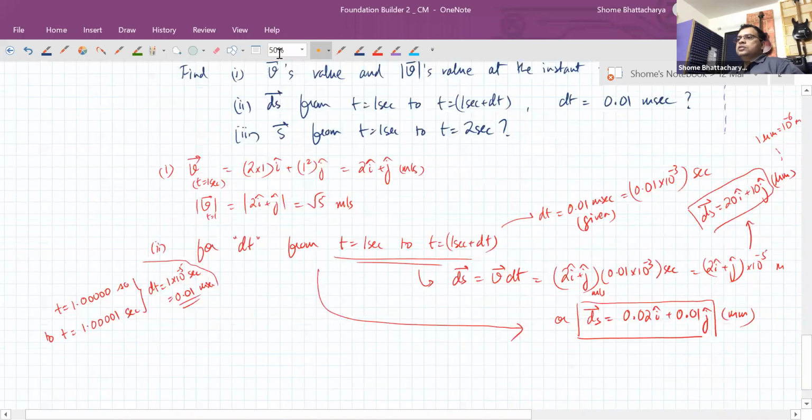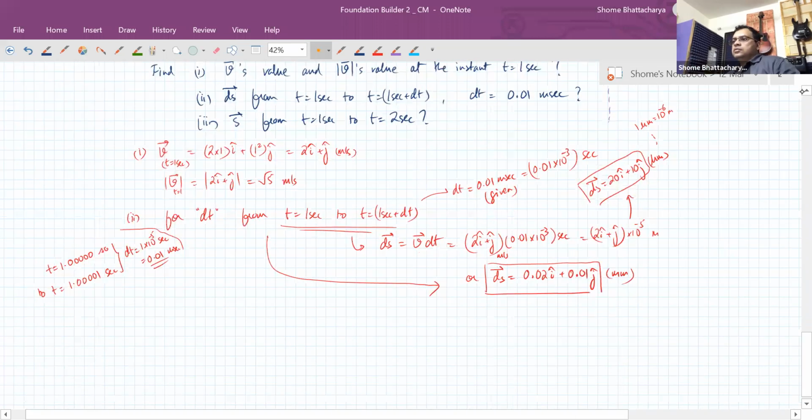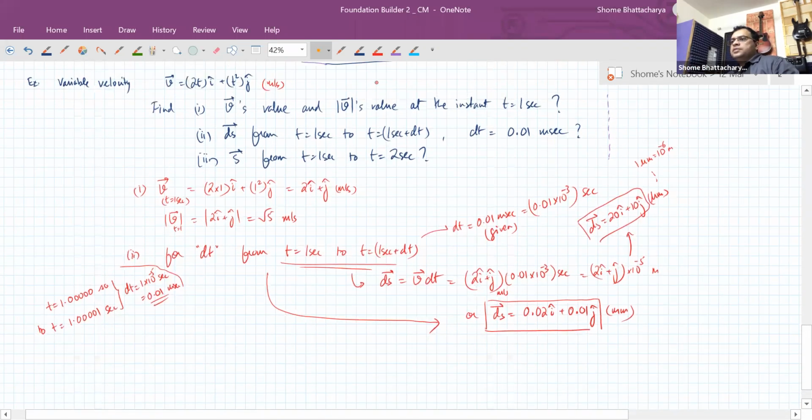Okay, and now if we move on to the third part of the question, anybody's got that? So for the third part, what is happening now? It's a large interval of time, 1 second to 2 seconds. So we have to use integration. So for the third part, we'll use this, that the displacement is equal to integration of velocity with respect to time, because it's a variable velocity. Had it been constant velocity, we could have said velocity into time, but because it's variable, we have to use integration from t equal to 1 second to t equal to 2 seconds.